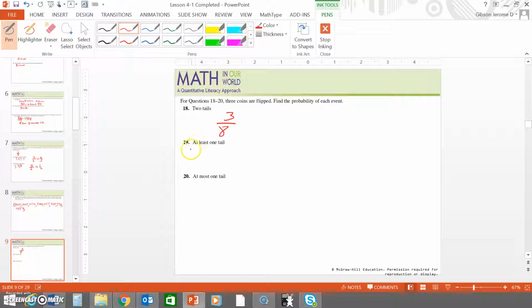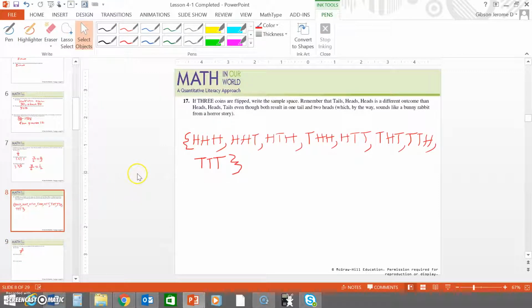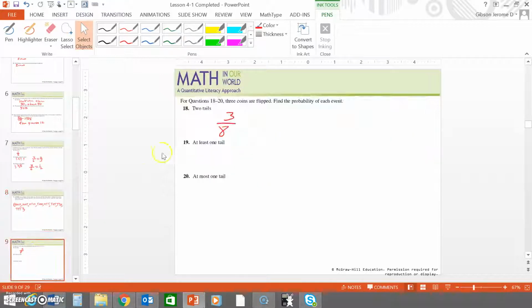Now we have number 19. It says at least 1 tail. So let's look again at what the definition of at least means. That means that it could be 1 tail or higher. So if we look here, all of these have at least 1 tail, except for the one that is all heads. So that would be 7 out of 8.